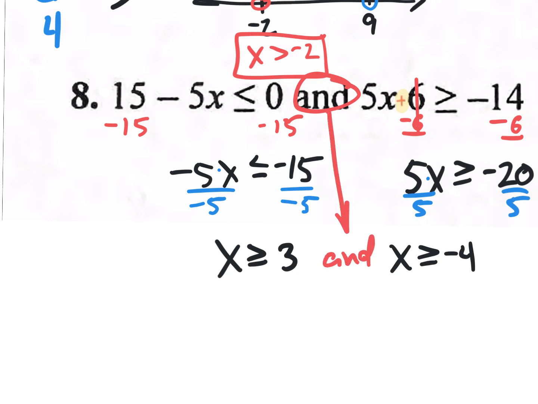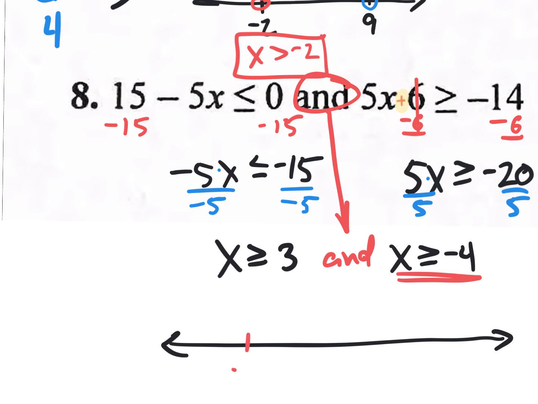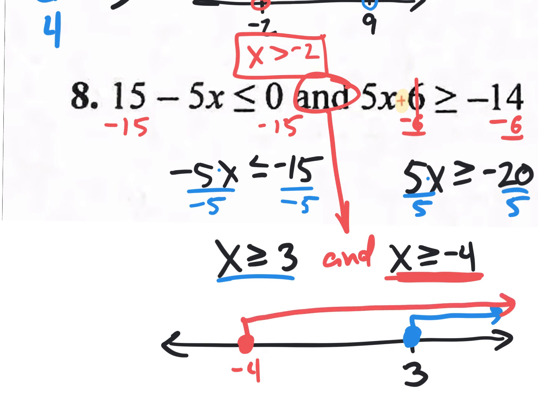So we need to think about the number line here. Let's go to this one in red. Negative 4 is on the left side, on the negative side. Positive 3 is on the positive side. Let me do this one in blue. So x is greater than or equal to positive 3. That's that way. And this other one in red, x is greater than or equal to negative 4. It's also that way.